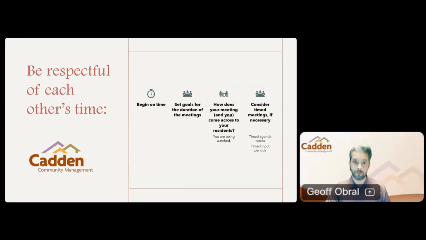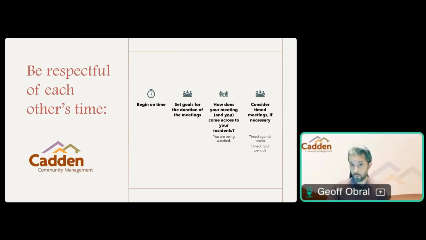Be respectful of each other's time. Start on time. First and foremost, if your board meeting is going to start at 6 o'clock, be sure that you're ready to start at 6 o'clock. Whether that's being there in person, getting the room set up in advance so that you can begin right on time, or maybe signing in online a little bit early so we can test equipment, make sure everybody's microphones are working so that we can begin right when we're supposed to.